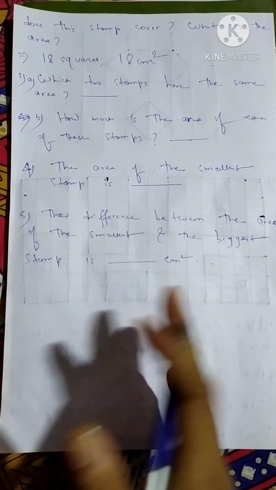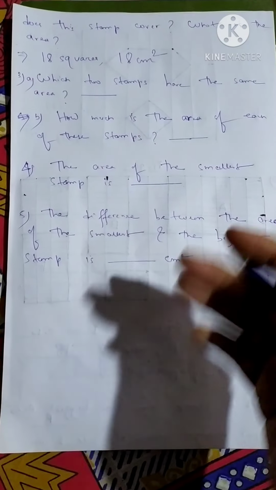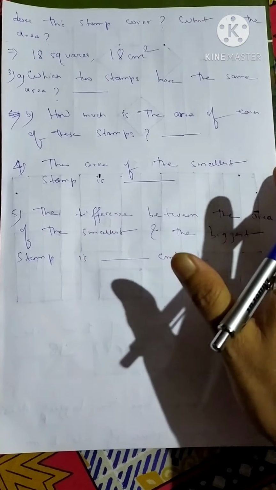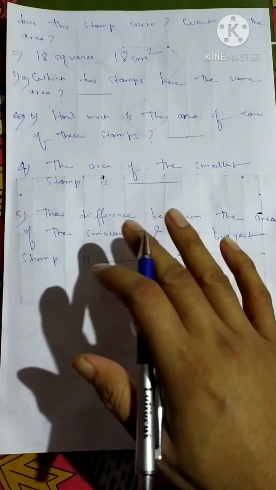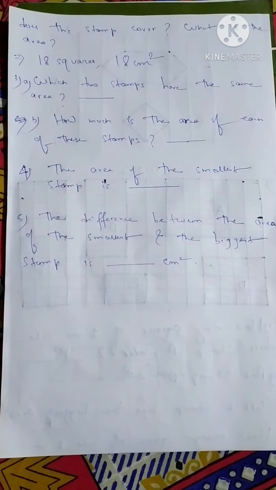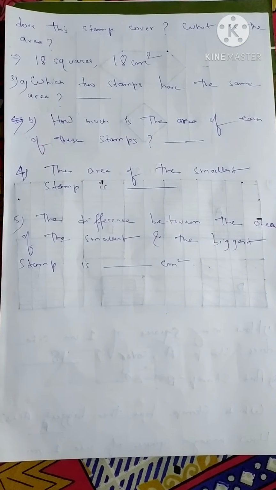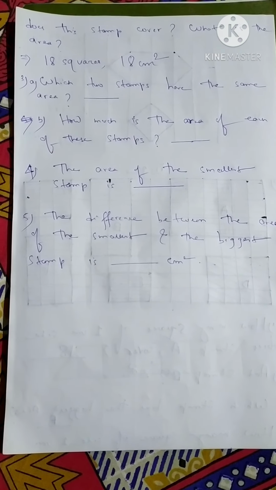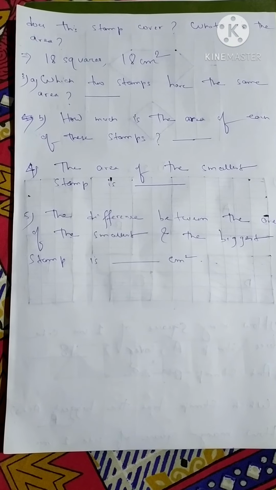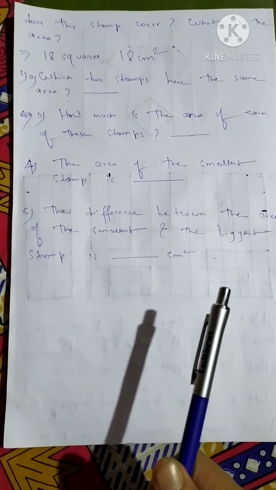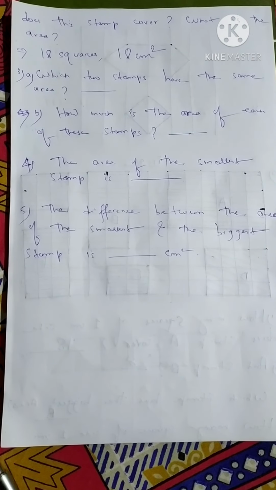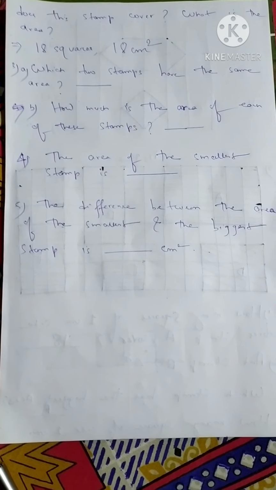Now listen, I am not turning this page again and again. Whenever you do these questions, open the NCERT book in front of you, look at the stamps and do it. I'm just directly writing the answer here. You just open the book at the time of doing this question. Now question number 3. Which two stamps have the same area? Now just open your book.